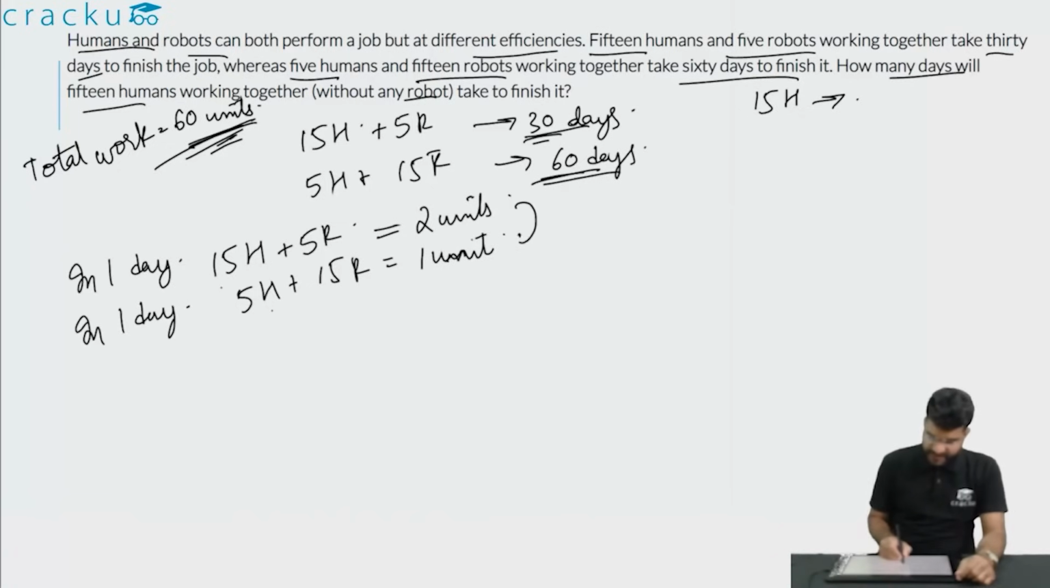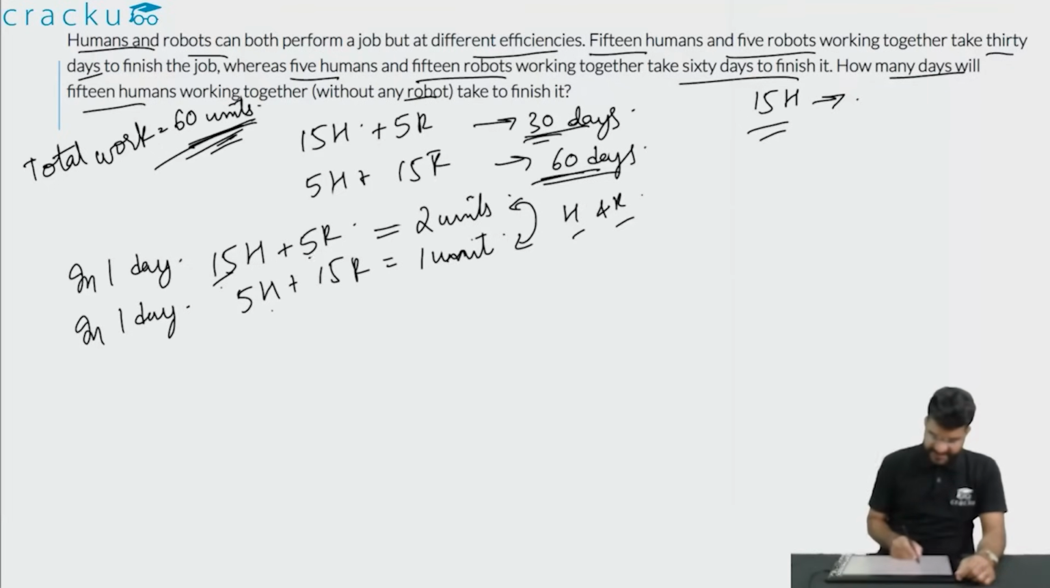Now, solving these two equations, we will find the value of H and R, which is the number of units of work one human does in a day and the number of units of work one robot does in a day. Then we will find out how much work 15 humans will do in one day, and using that we will calculate the number of days required to finish this job. So it is quite simple.